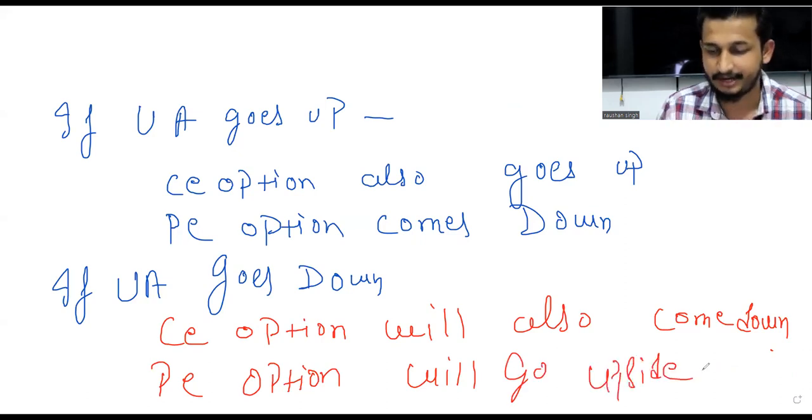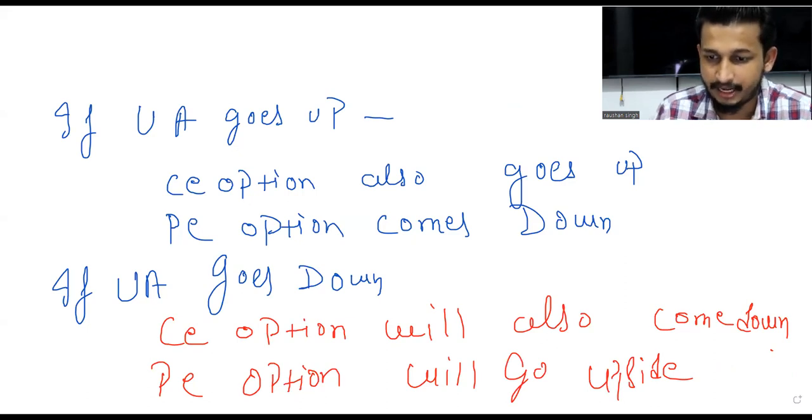Please take a screenshot or write down this point. Understood? Like how will the C and P move? Understood everyone? How will your call option and put option be moving? I guess there is no need to repeat anything because I have repeated it many times. Okay, good. Now my questions will be coming.